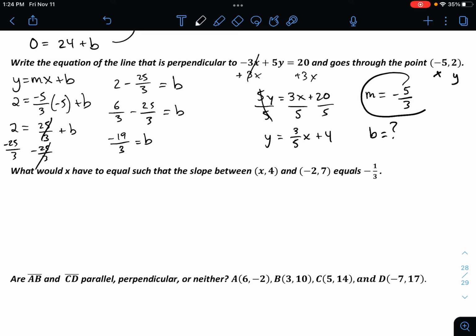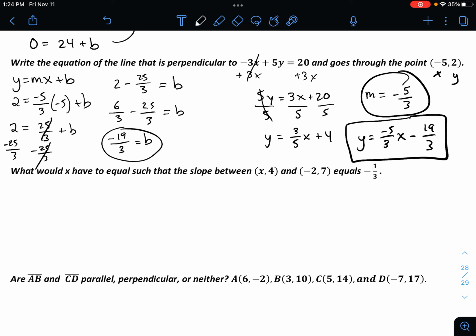So this is great, right? Because I know the slope of my perpendicular line. I know the y-intercept of my perpendicular line. So now we can write the equation. Final equation, right down here. Final equation is going to be y equals negative 5/3 x minus 19/3. All right, so this is the final answer.